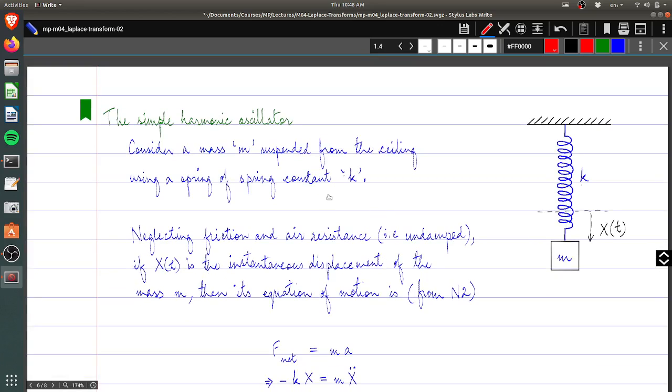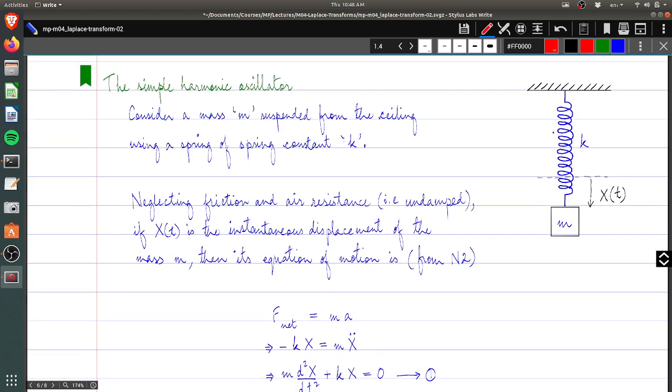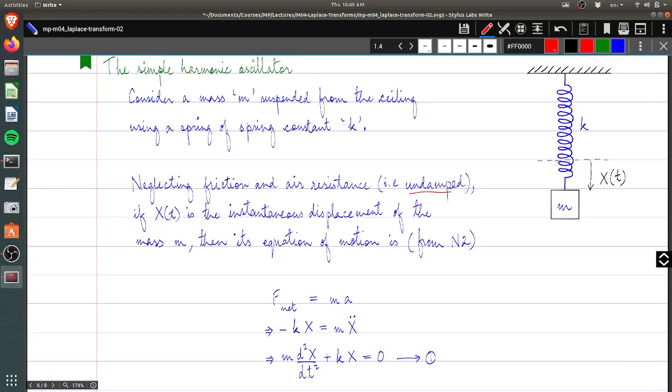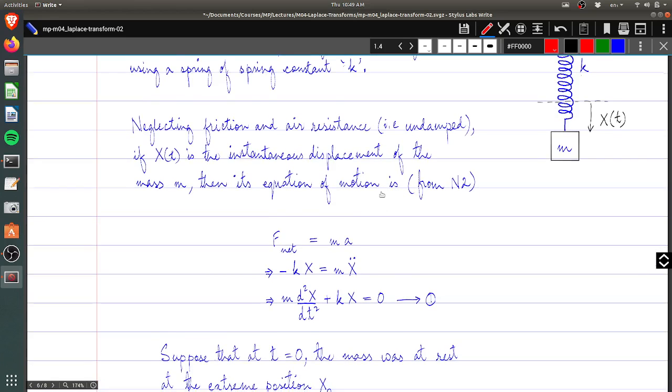Okay, now let's take a physical example. We'll take two examples: one is the simple harmonic oscillator, and another is the damped oscillator. In the case of a simple harmonic oscillator, from the ceiling we have a spring of spring constant k, and a mass m is suspended. We allow this mass to perform oscillations about its mean position. This dotted line is the mean position, and this is the displacement with respect to the mean position. Here we are neglecting friction and air resistance, so this is the undamped case, and the oscillations are small.